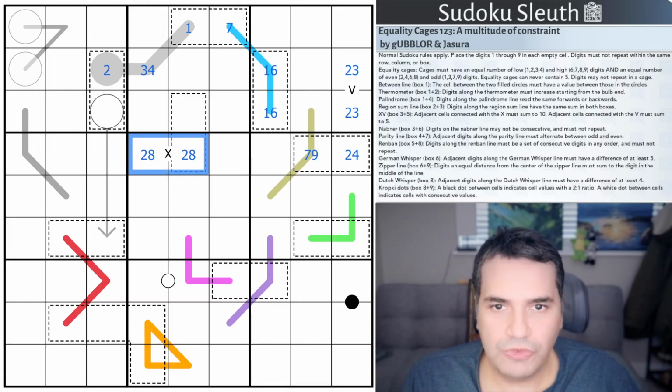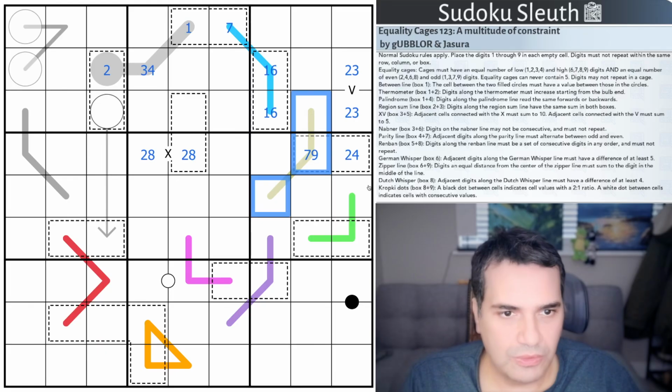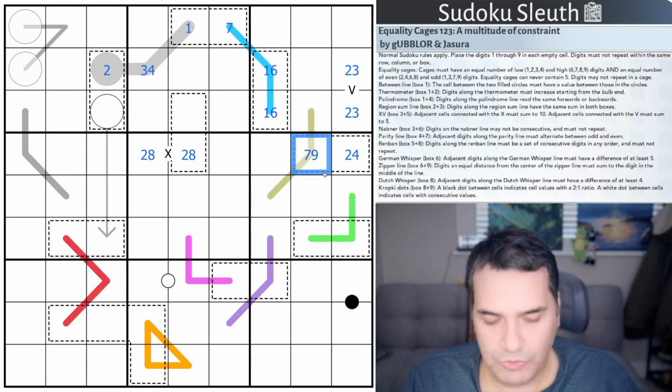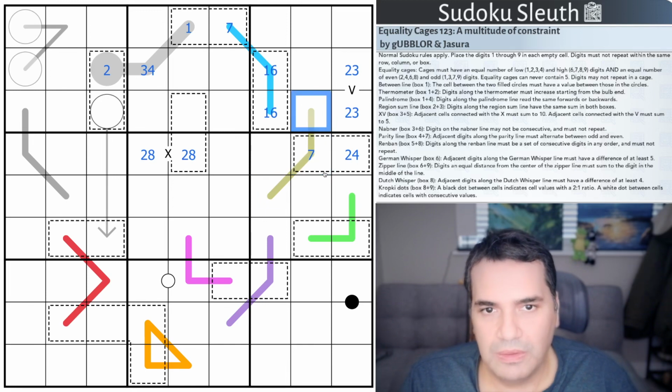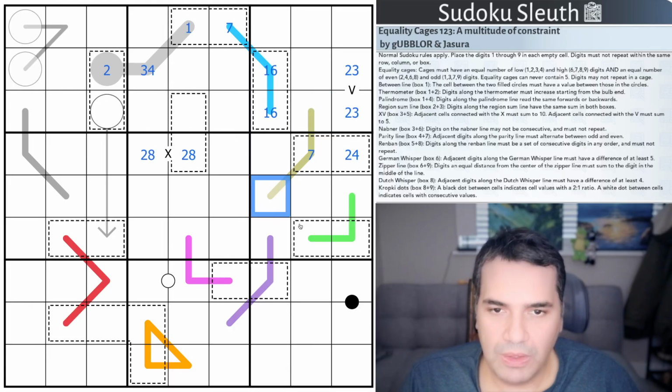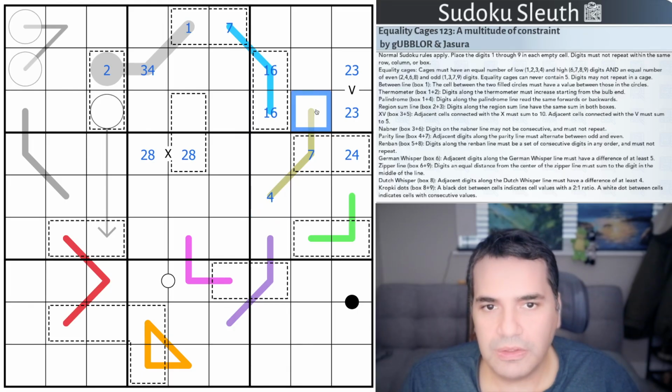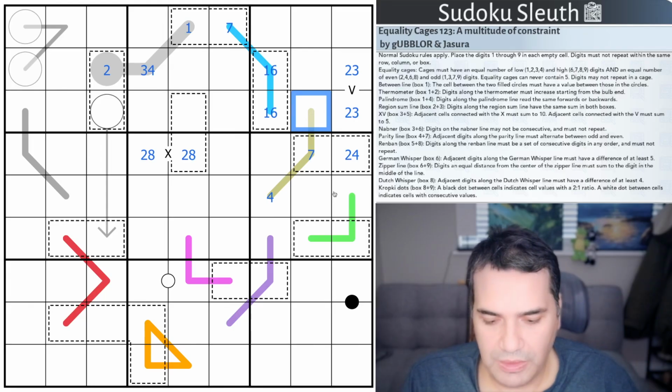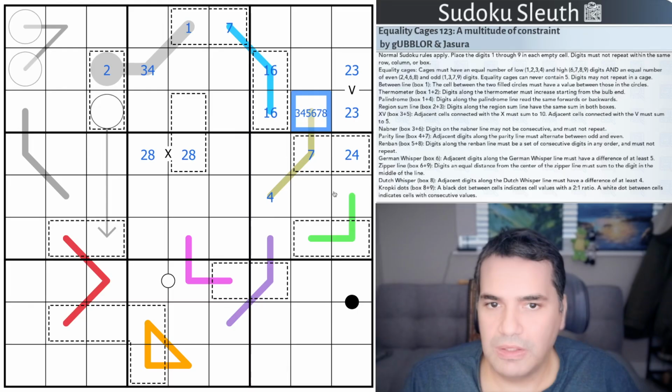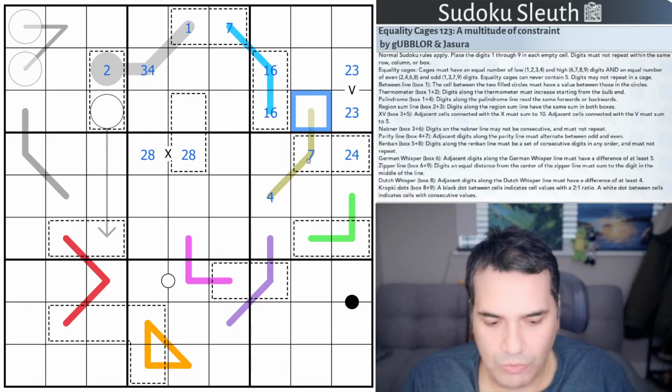Nabner between boxes 3 and 6. Digits on a Nabner line may not be consecutive and must not repeat. So if that is a 7, for example, that can't be a 7 or 6 or 8. It just cannot be consecutive and cannot repeat. If I go for, let's say, a 4 in here, this cell can no longer be 3, 4, 5, 6, 7, or 8. That would break the Nabner rule. So it has to be basically anything else like 1, 2, or 9.